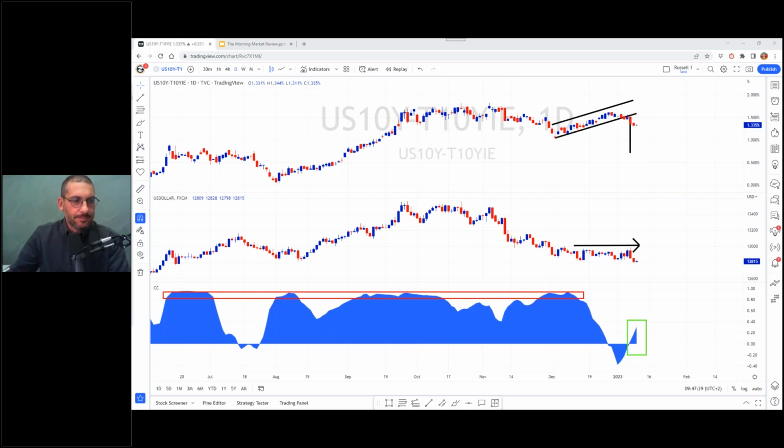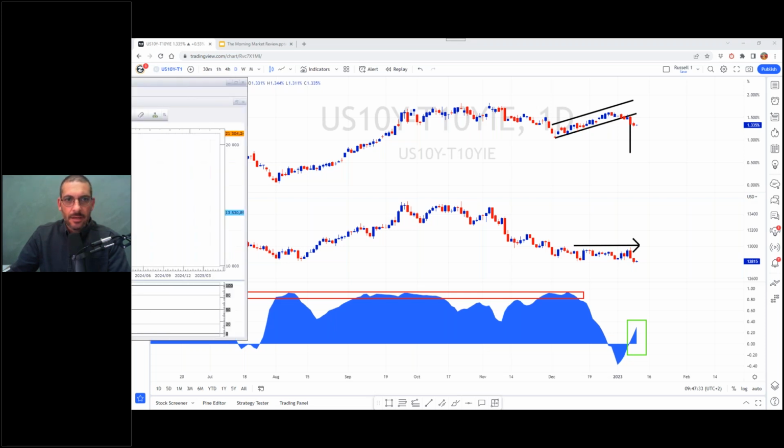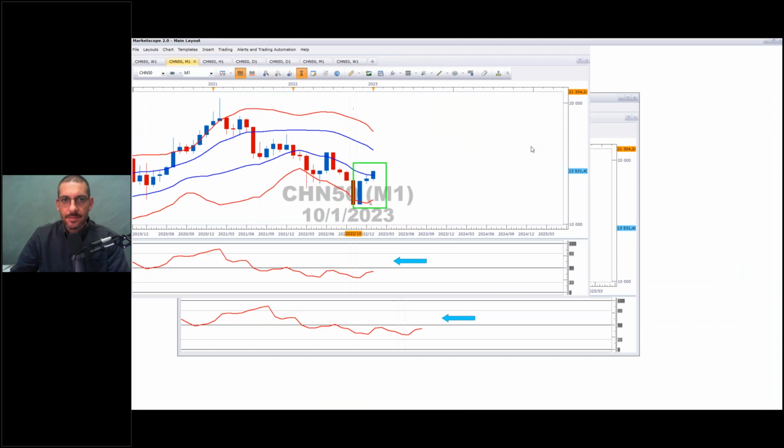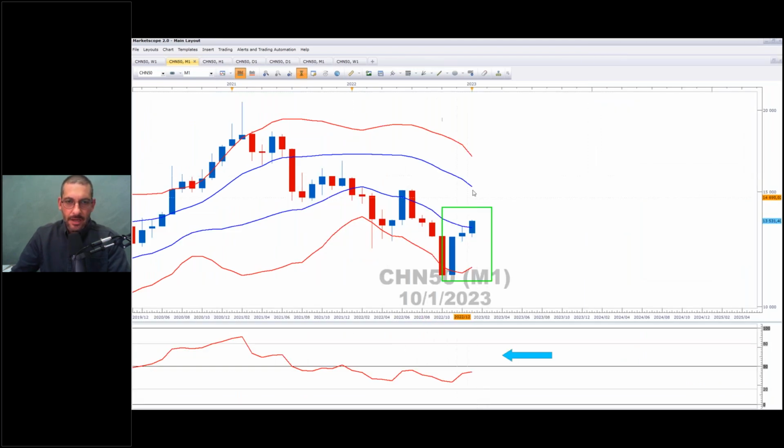So I want to do a few charts here. The first chart is just a chart of interest, and this is the China 50. This is a monthly chart, so we're looking at a very long-term view here. We're not going to get into much analysis on the China 50, except I want to show you that it's moved from the bearish channel. The bearish channel is the lower blue, lower red. It's moving into the neutral channel. That's between the two blues, right?